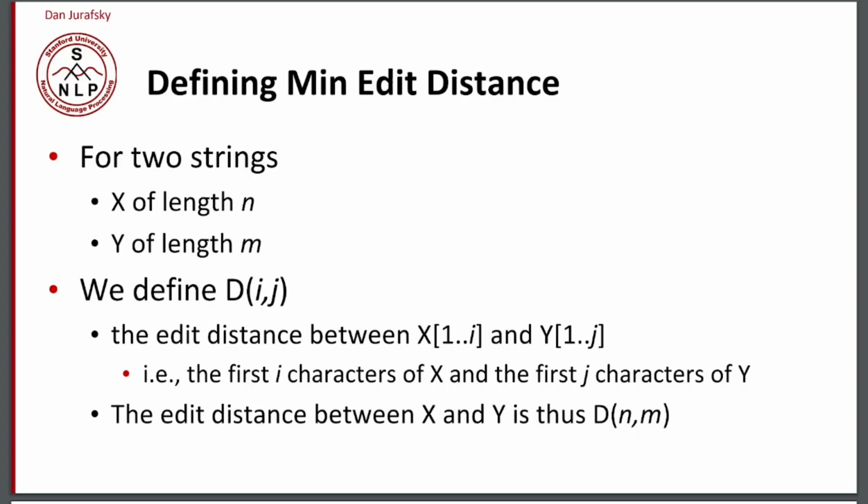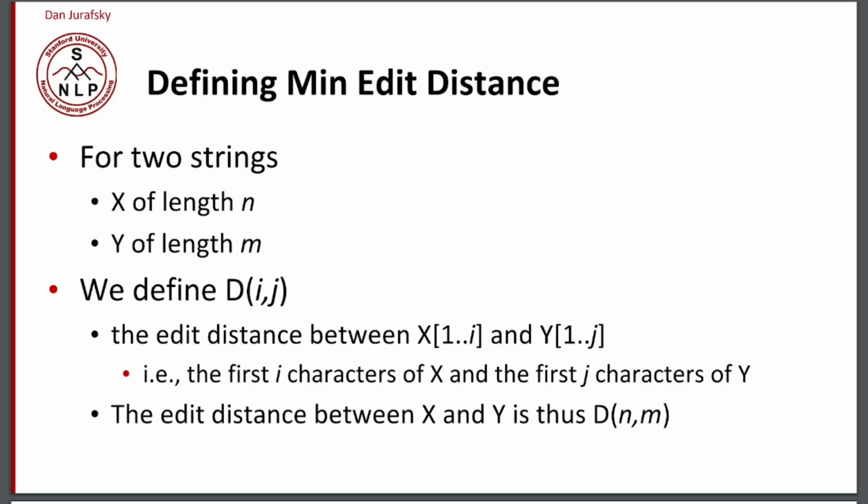I want to find the edit distance between two strings x and y, but let's think about what the edit distance of substrings from each of those would be. Let's define a new function here, the distance given i and j. That's going to be the edit distance of this string x up to character i, and this string y up to character j. And so I can start with low values of i and low values of j and work my way up to where I'm computing D(n,m).